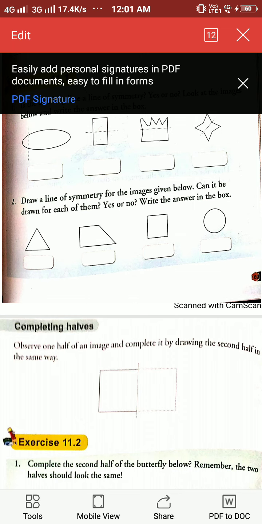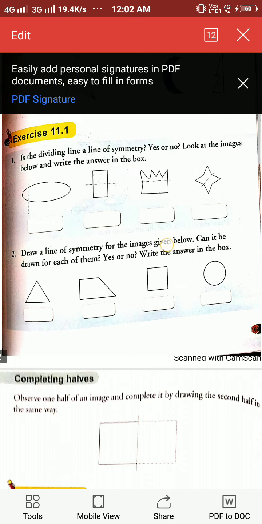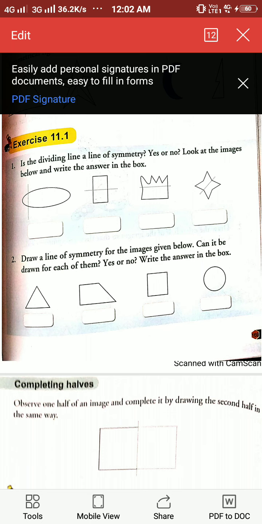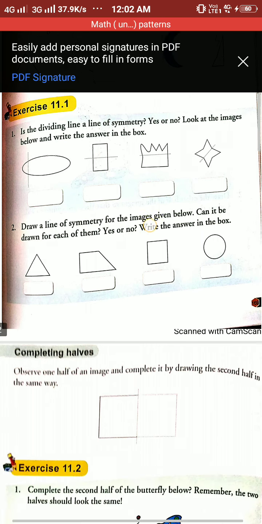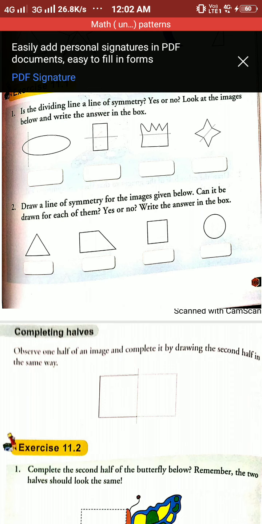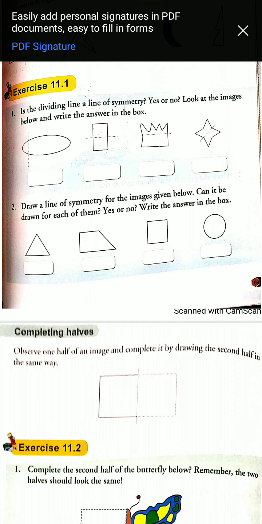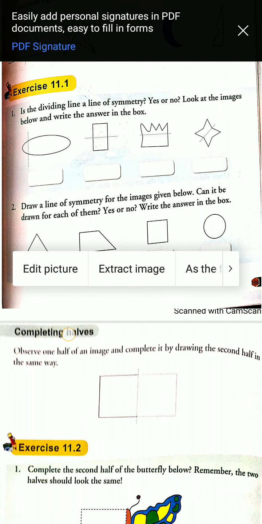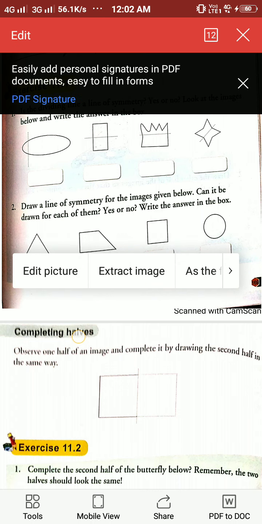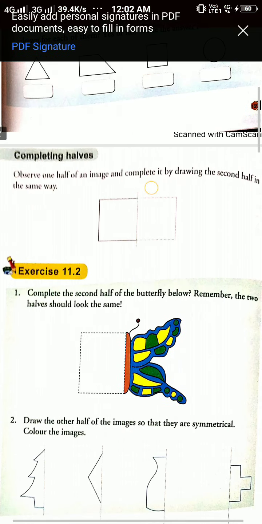In this question, they have given a figure, and you just have to observe whether it is possible to draw any symmetry line, then give the answer yes or no. In this one, draw a line of symmetry, you have to draw the line here. They have already drawn it, but you just have to tell them yes or no. Here they have given a figure, you have to draw the symmetry line here.